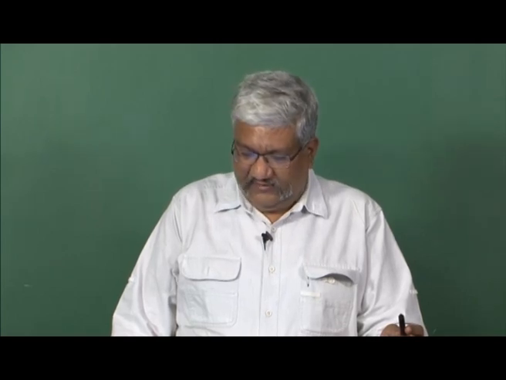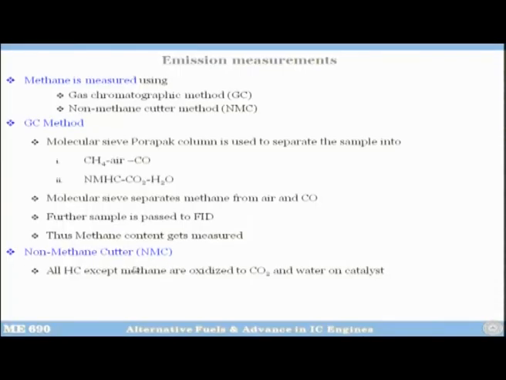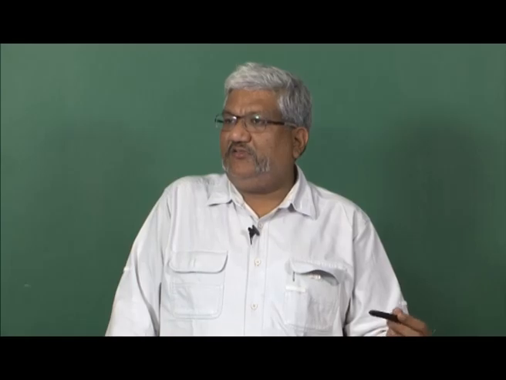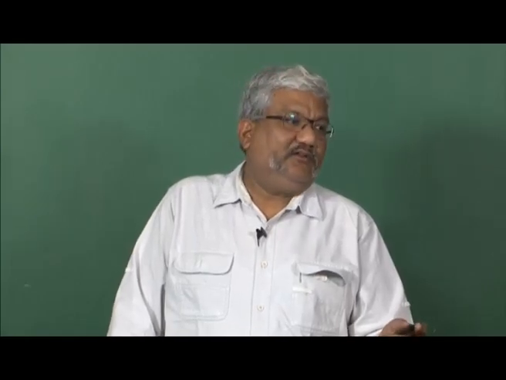Once you pass all your hydrocarbon sample through the non-methane cutter, only methane will be left in the sample, and then you can pass this through the hot FID. The gas sample is passed through the non-methane cutter first, where all the non-methane hydrocarbons are oxidized to carbon dioxide. Only methane is left, and then this methane is detected by the hot FID. And total hydrocarbon minus methane hydrocarbon is equal to non-methane hydrocarbon. That is a simple subtraction method.